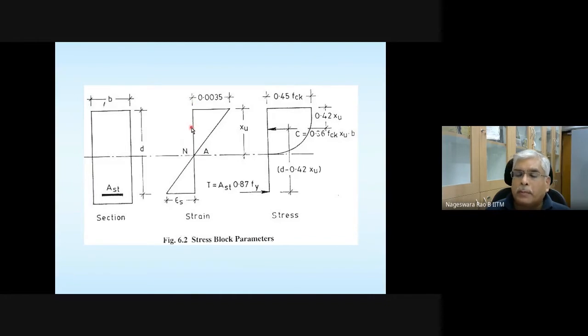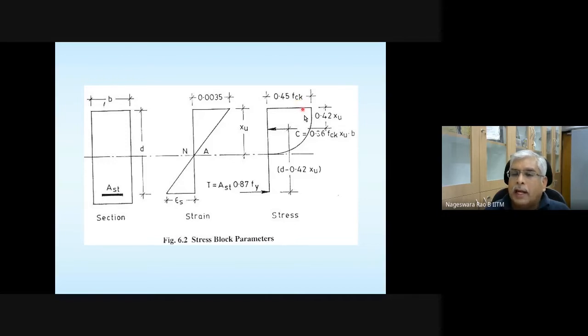At some point it's going to be 0.002. So the stress distribution diagram is going to be parabolic from 0 strain to strain of 0.002, and thereafter it's going to have a straight line till 0.0035. And the maximum stress value is 0.67 fck divided by gamma m, which turns out to be 0.447 fck, or if you round it off to two significant digits, it is going to be 0.45 fck.